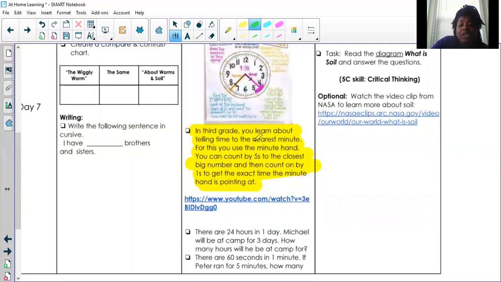In another one, it says in third grade we were learning about telling time to the nearest minute. So to use the minute hand, you can count by 5s to the closest big number and then count by 1s. Also, there's a YouTube video for you guys to help refresh your memory on how to tell time.